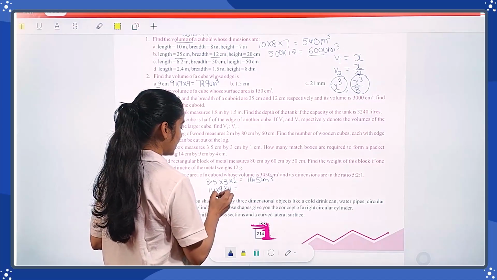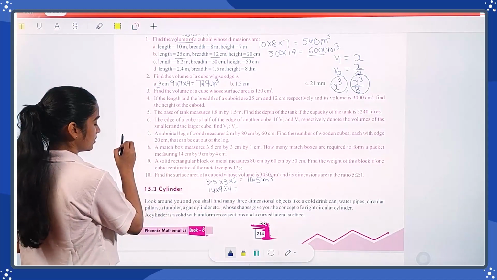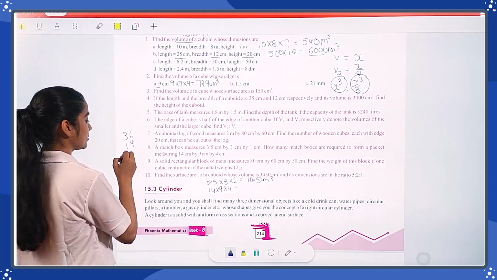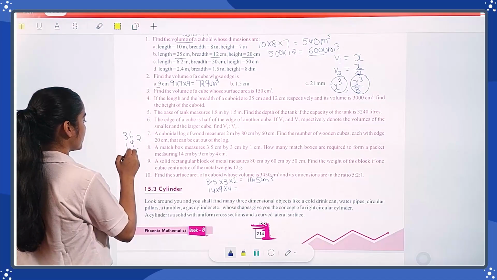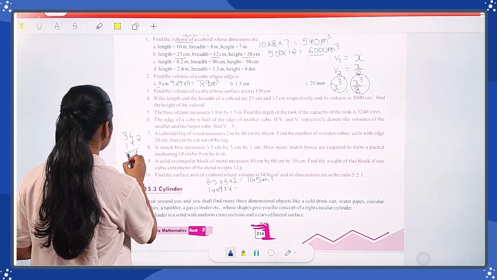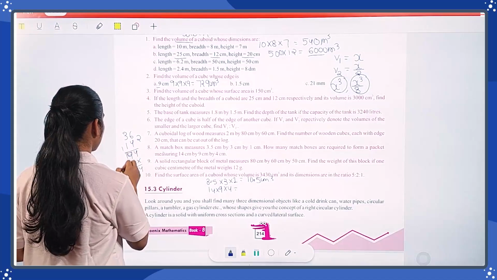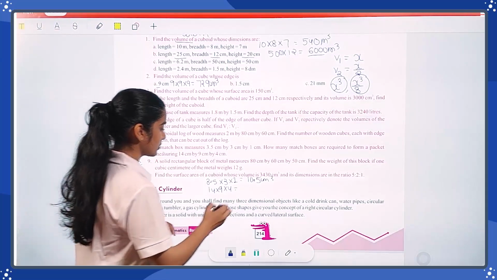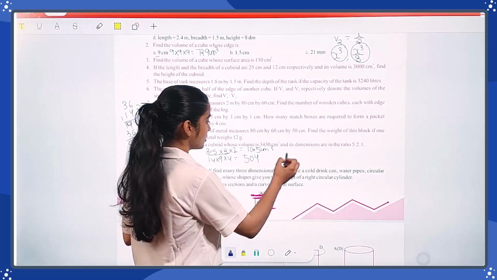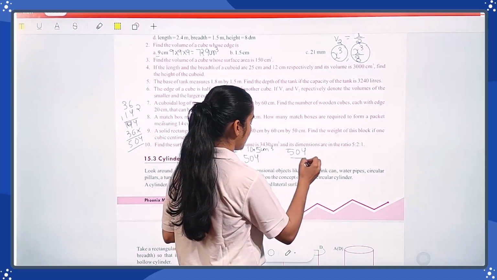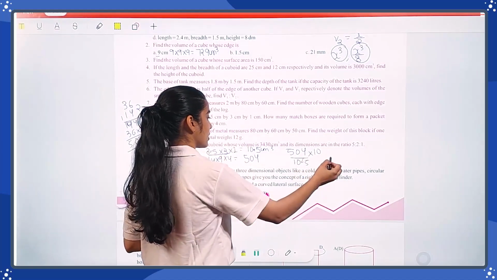And this one is 14 multiplied by 9 multiplied by 4. 9 fours are 36, and 36 multiplied by 14 is 504. Now you have to divide this value with this. So 504 divided by 10.5. You can solve this and you will get your answer.